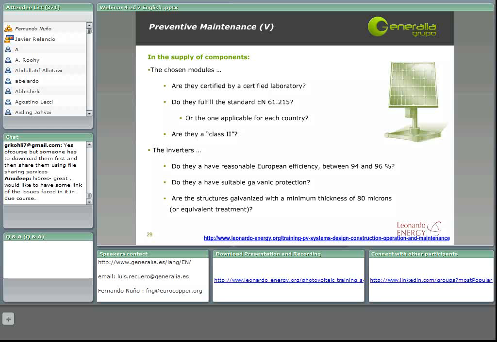And second, we have to check if they have a suitable galvanic protection that should have at least a minimum thickness of 80 microns. If we do not have this kind of protection, we should have an equivalent treatment at least.